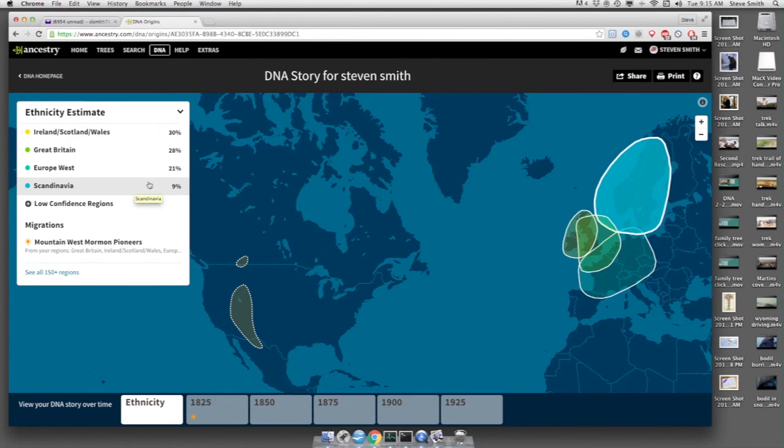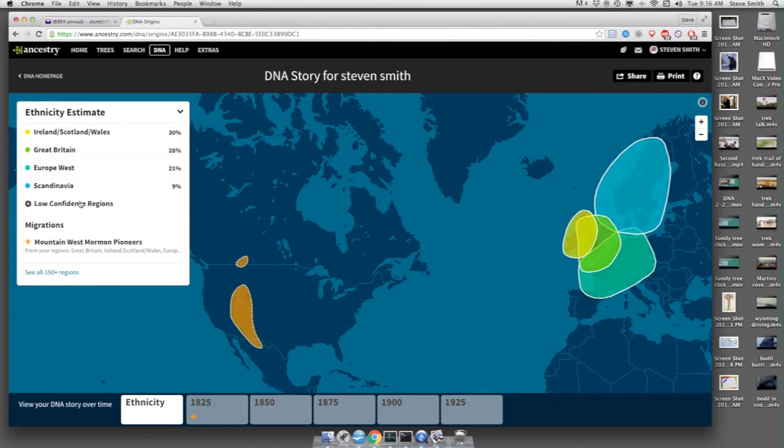I thought we'd be European West, I thought we'd be a lot of that. And that's the Ruth family, that's my mom's side of the family. So this is Germania, that's where we get that from. Pretty evenly split between these three areas.